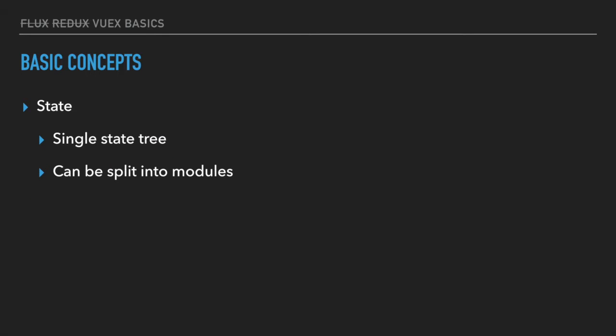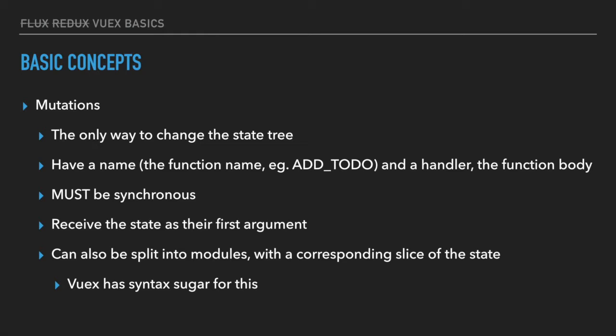What are the basic concepts here? They're slightly different to Redux. State: we've still got a single state tree, the same as Redux. This state can be split into modules. The state tree is a simple JavaScript object. We have mutations now. Mutations are functions. They're the only place that you're allowed to change the state. You're not allowed to change the state, or you shouldn't. Of course, it's JavaScript, so you can change whatever you want, wherever you want. But by convention, the only way to change the state is to change it in a mutation function.